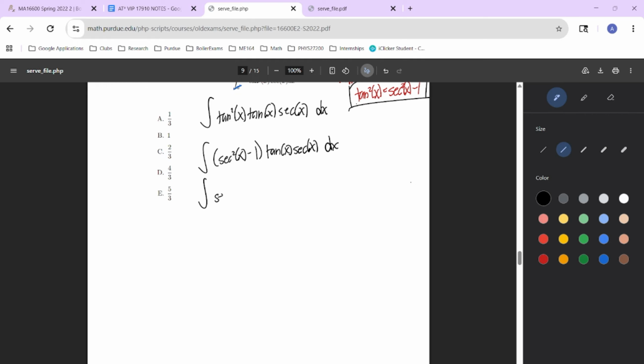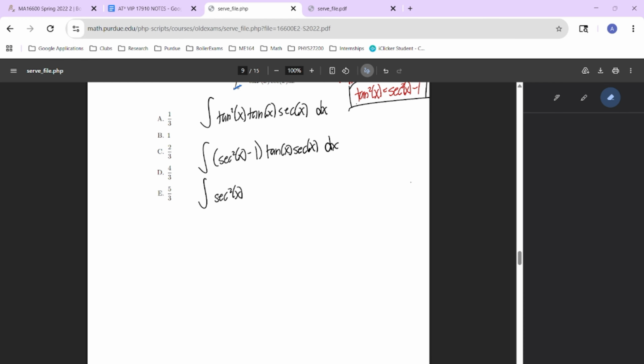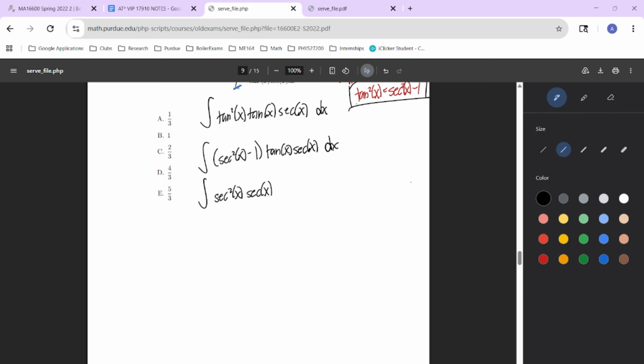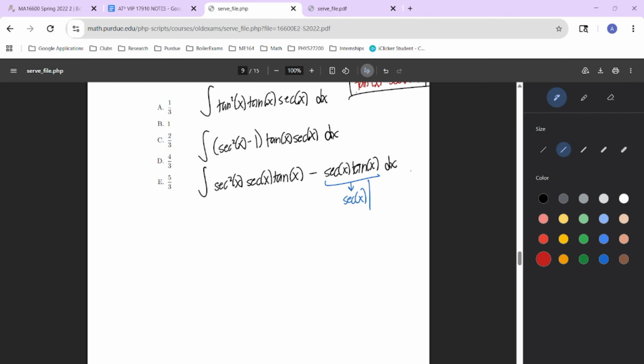Distribute secant squared of x, tangent of x. Actually, in fact, I'm going to flip this around to better visualize the u sub that we're about to do on this nice function here, and then minus secant of x, tan of x, dx, and ba-boom, look at this. Secant of x, tan of x integral becomes secant of x at the according bounds, and this becomes a nice u sub. u in this case would be equal to secant of x, du dx becomes sec x tan x.